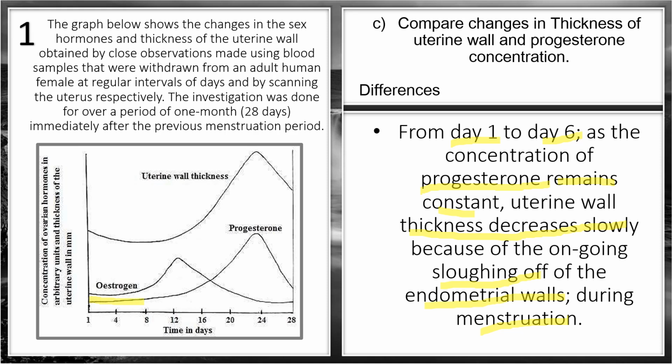You can see that the progesterone concentration remains constant, and during that same period, the uterine wall thickness goes on reducing from day 1 up to day 6. What is causing these changes is that at this point we are having the removal of the endometrial wall, that is, during the menstruation period.